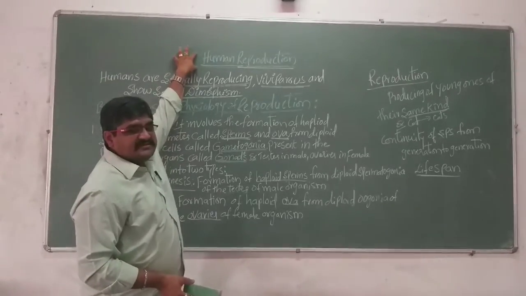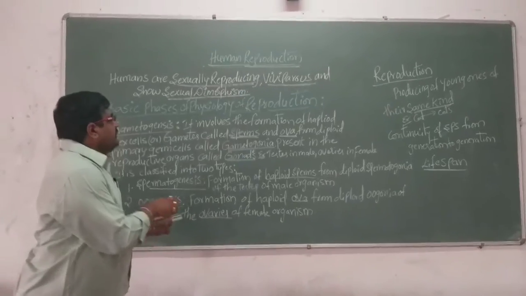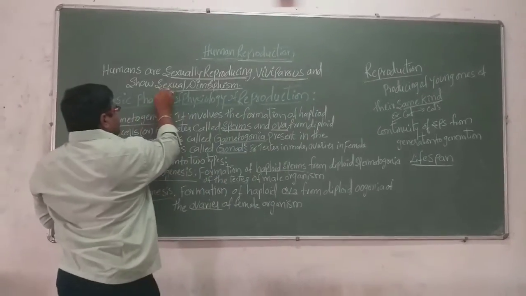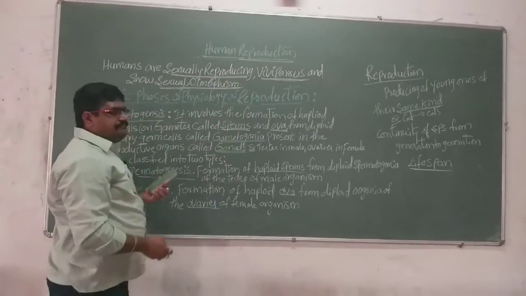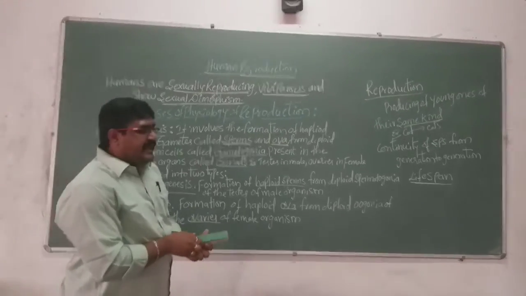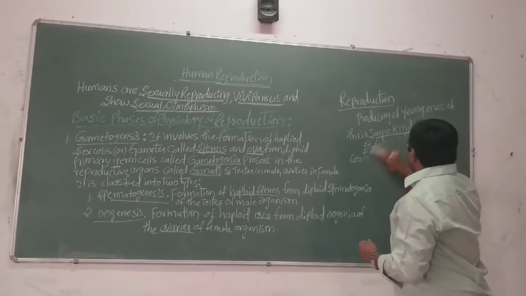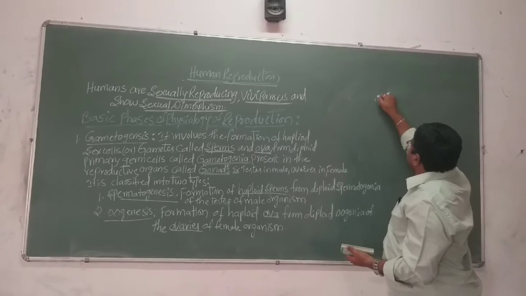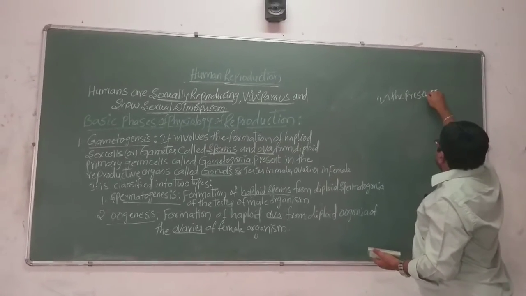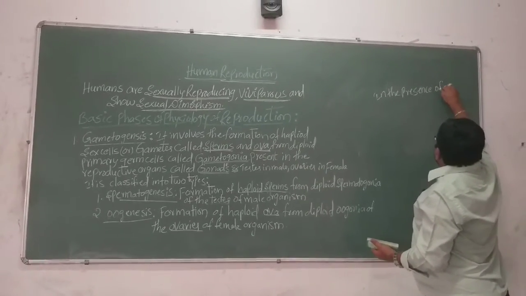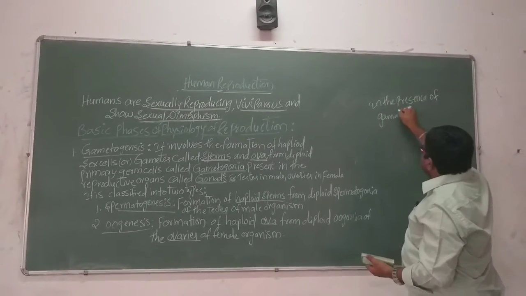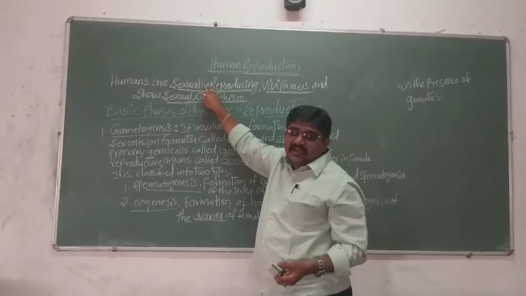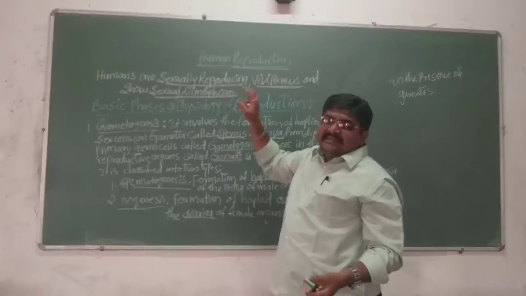Now coming to human reproduction. Humans are sexually reproducing organisms, and also viviparous, and also show sexual dimorphism. Sexually reproducing means the gametes are present. In the presence of gametes, reproduction takes place.